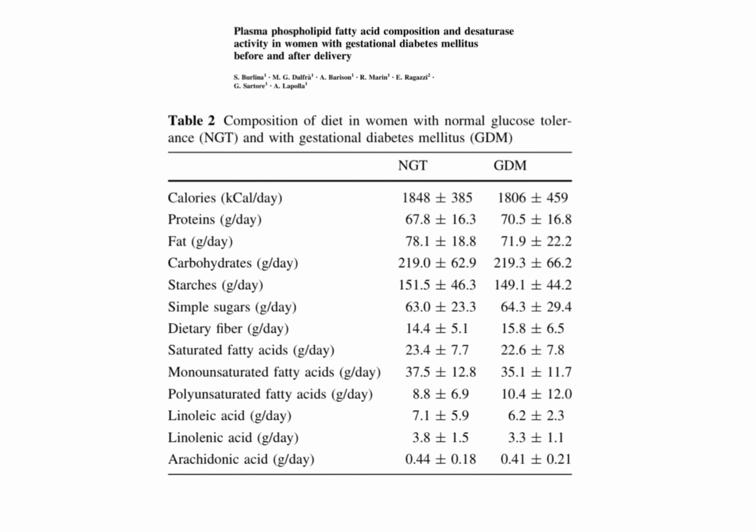So this is a study of women who were pregnant, and some of them remained normal glucose tolerant, and some of them developed gestational diabetes mellitus. And the reason I'm showing this slide is that what you can see is there's really no difference at all in the diets between these two groups.